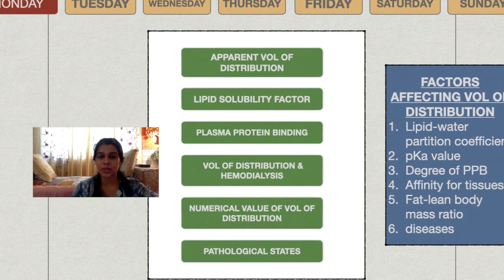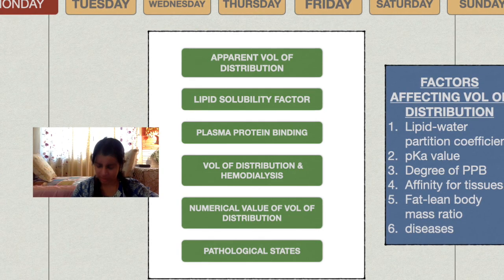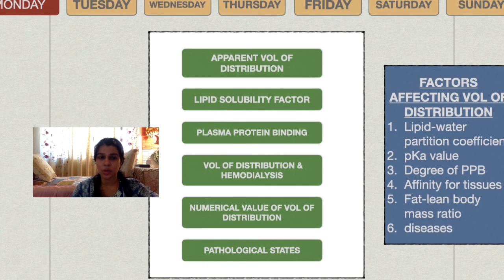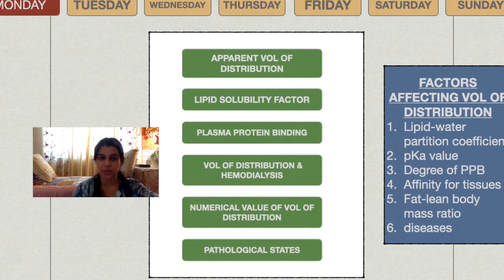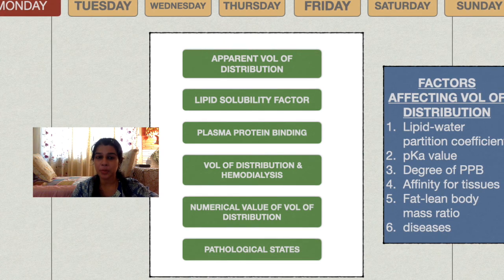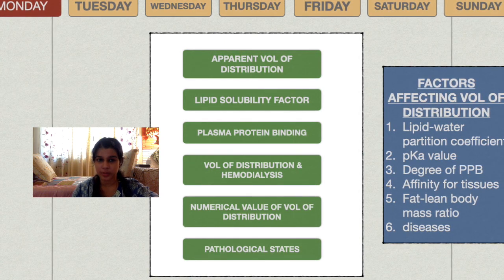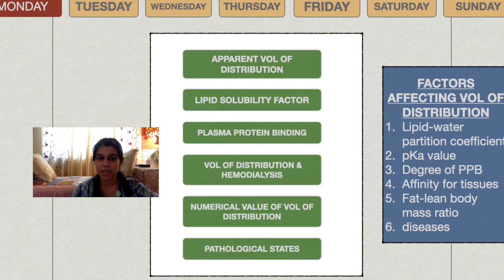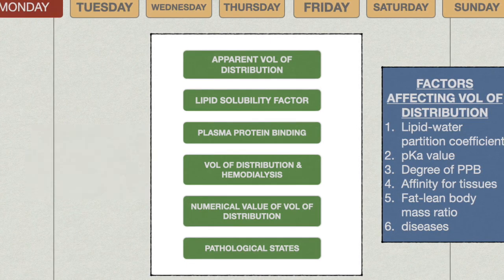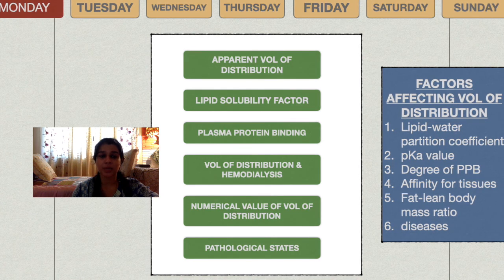So what we learned was distribution is not just a matter of dilution. It also refers to binding and sequestration. Next we learned how plasma protein binding affects the apparent volume of distribution. If a drug is highly plasma protein bound, it will be restricted to the vascular compartment. Very good examples are diclofenac and warfarin.